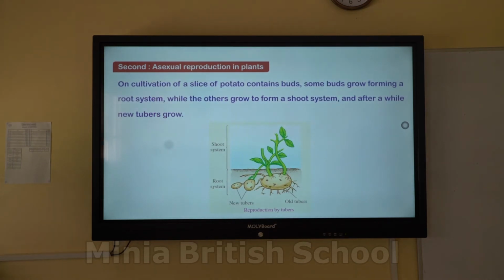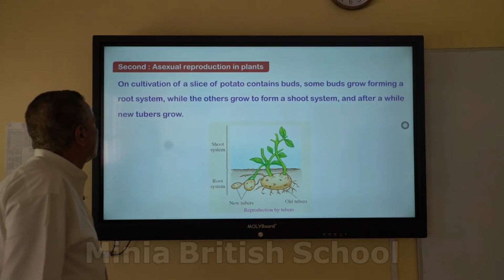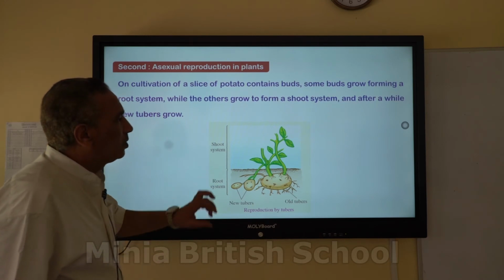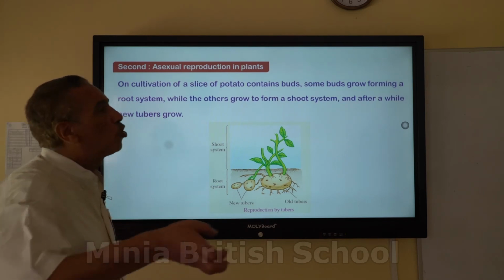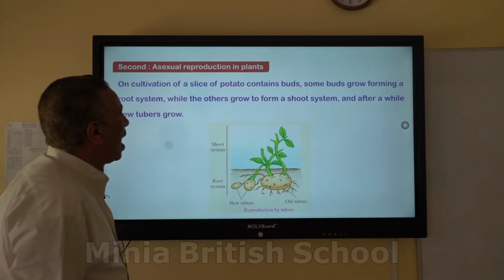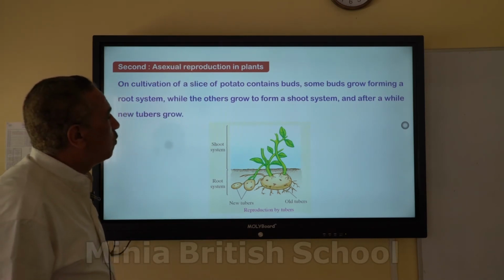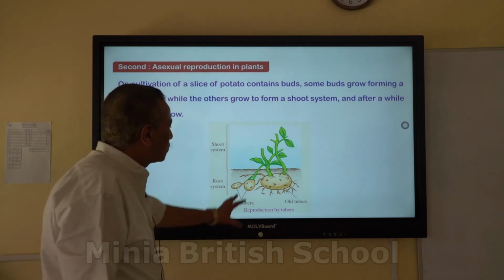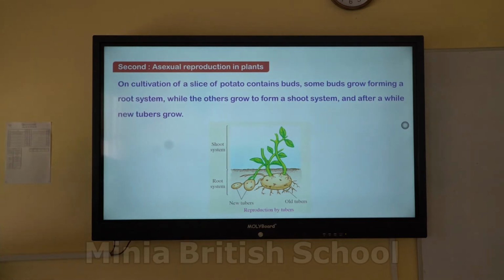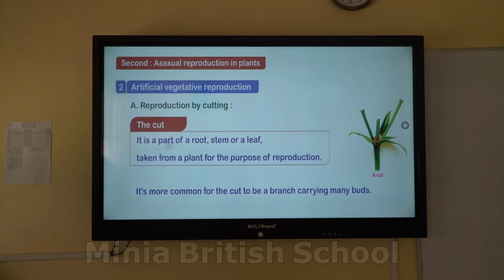The second type in asexual reproduction is the cultivation of a slice of potato that contains a bud. Some buds will grow, forming the root system, and the other part will form the shoot system. After a while, it will form the old parts of the plant. This is from a slice only from the plant.